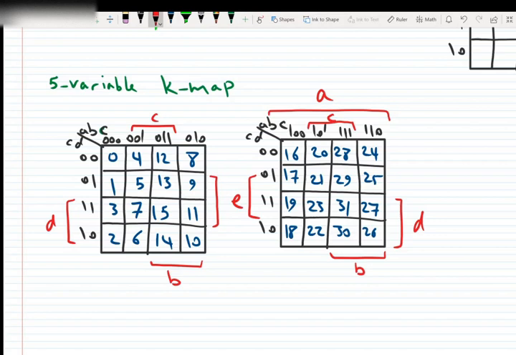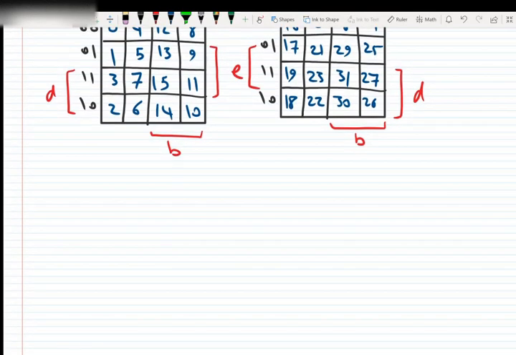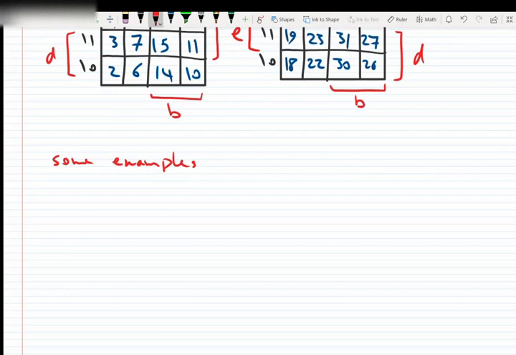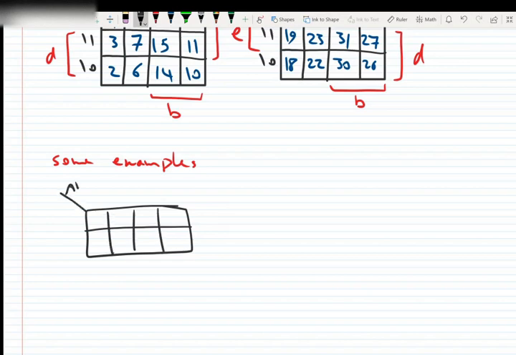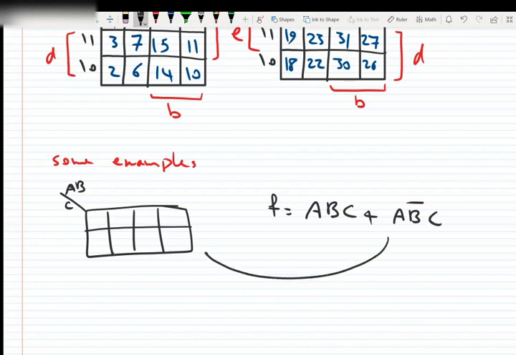Okay, so we learned the K map, so we know how to replace the min terms in these K maps. Let's see some examples. For example, let's say we have this K map, and we have this function: A, B, or C, and we want to fill the K map here.